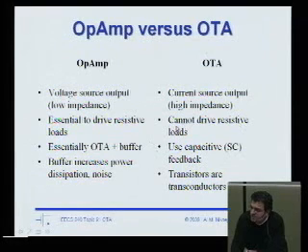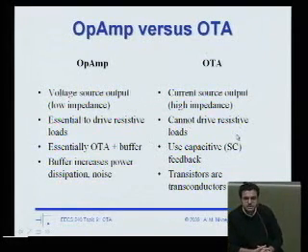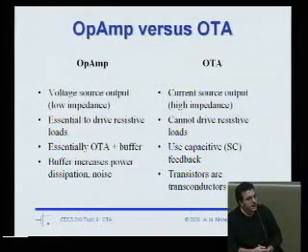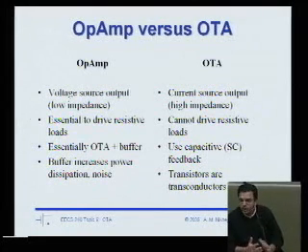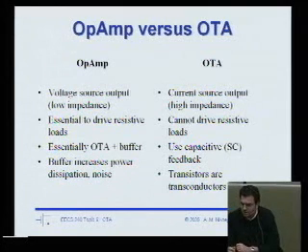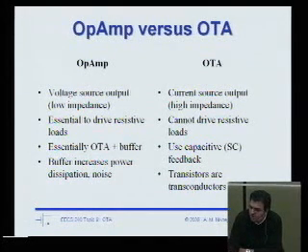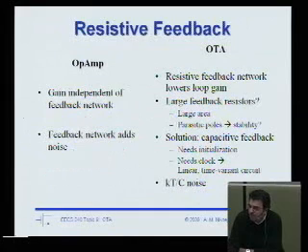If we can't drive resistive loads, that means our feedback can't be resistive, right? Because a resistive feedback network will load the output of our OTA. So that means that we're going to have to use capacitive feedback. Okay, and we'll talk about that a lot more. So this is a bird's eye view of OTA versus op-amp.